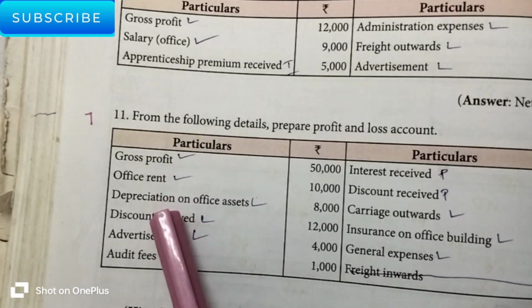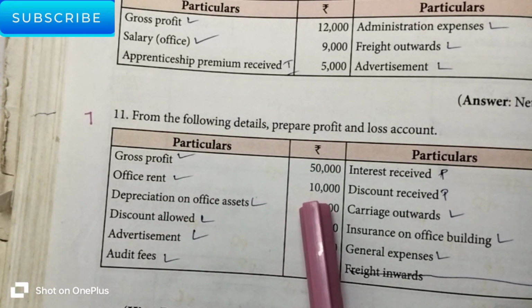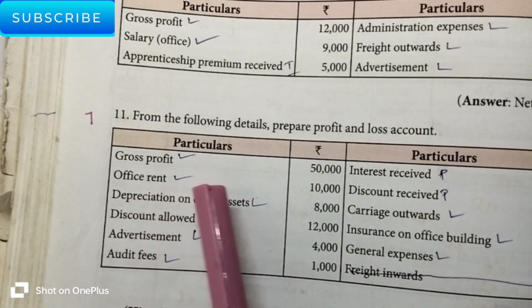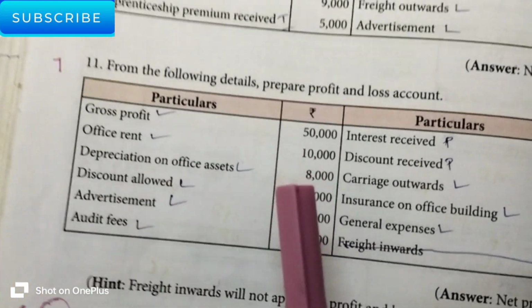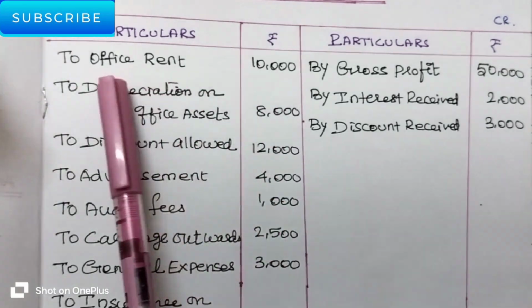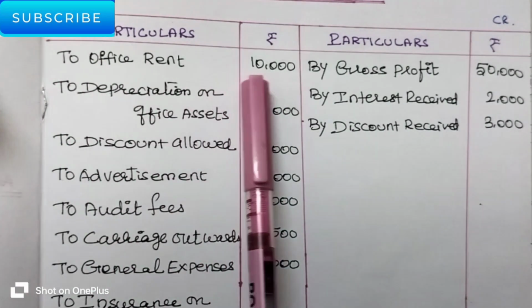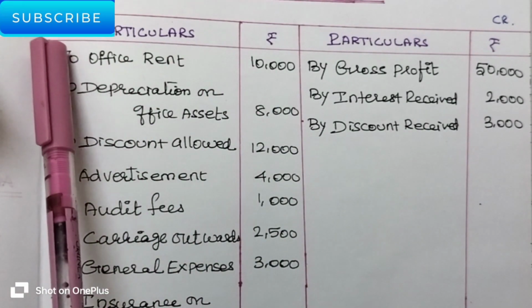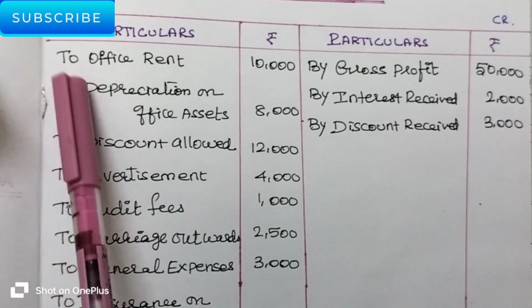So all the indirect expenses you should enter on the debit side of the profit and loss account. So office rent is an indirect expense, 10,000 rupees. You should enter it on the debit side of the profit and loss account. So office rent 10,000 rupees entered. On the debit side you always start with the word "To".